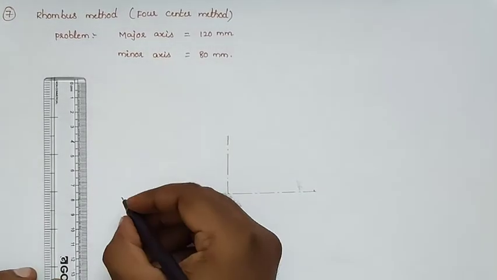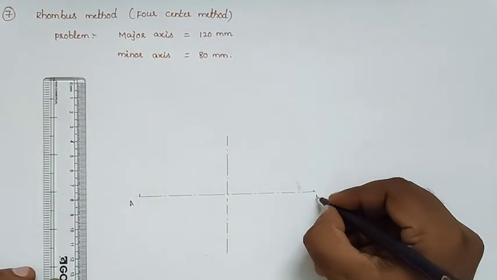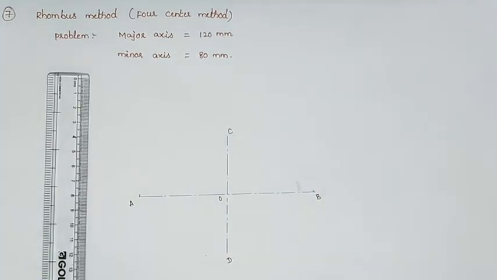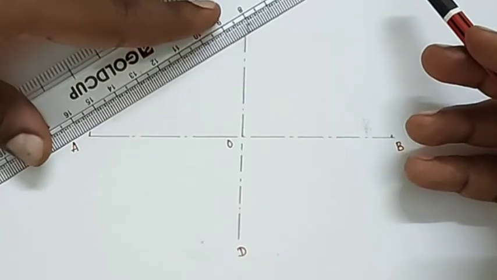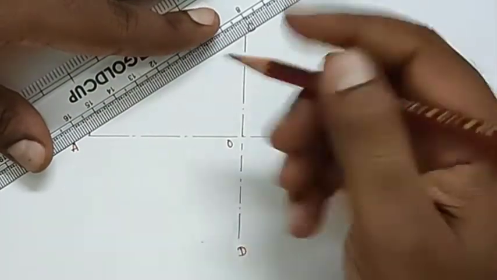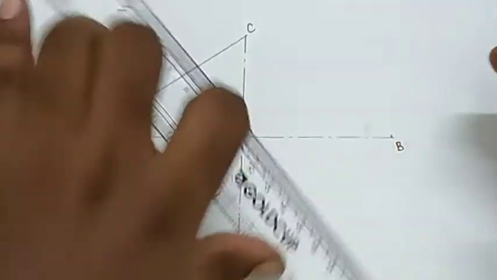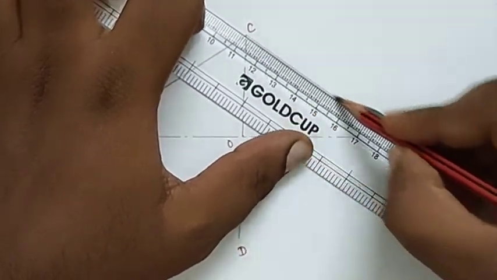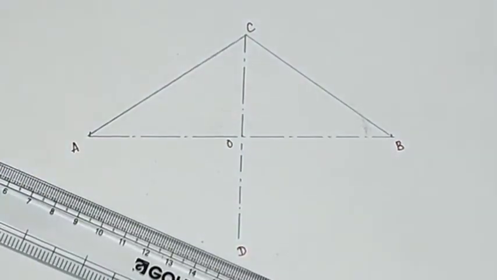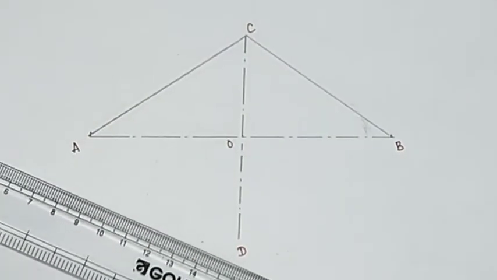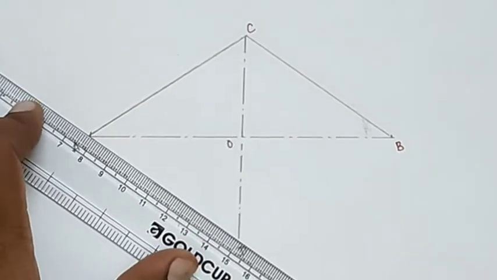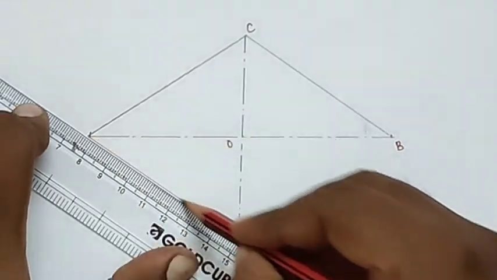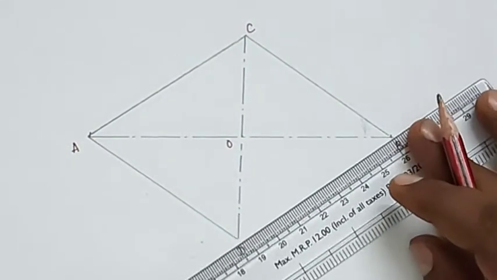And locating these points, I am taking AB as the major axis and CD as the minor axis. Now we will join AC, and similarly join B to C. So I am taking the major axis as the major diagonal of the rhombus and CD as the minor diagonal of the rhombus. Just by joining AC and BC, and similarly AD and BD, I am constructing a rhombus here.